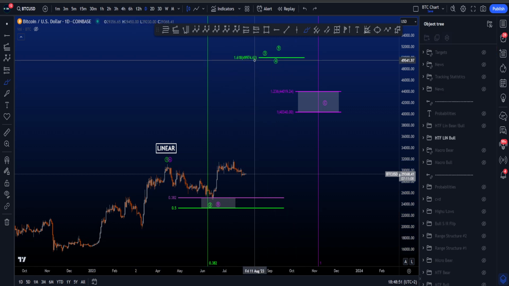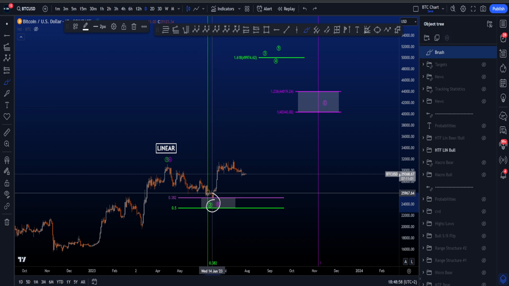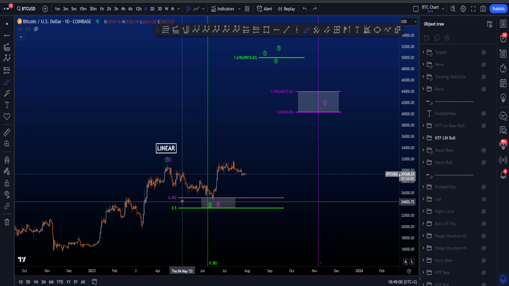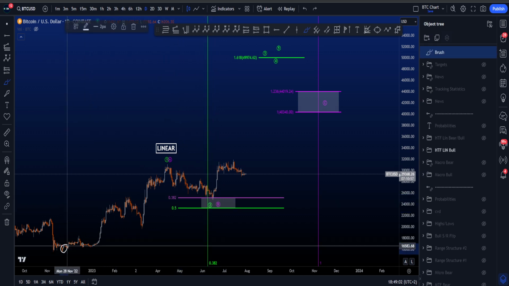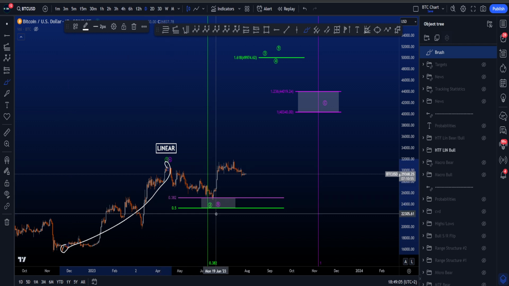So you can see how the macro time frame and high time frame are in confluence with one another. Something I do like to say though is that this low over here that you can see has been made on the 382 fib taken from the low to the high of wave A or wave 1.